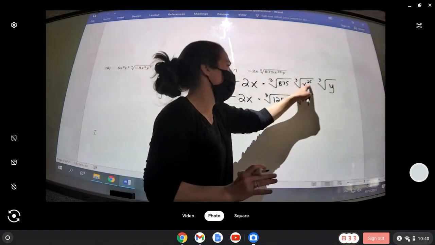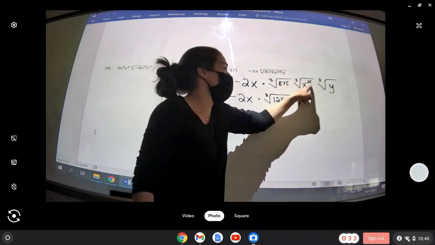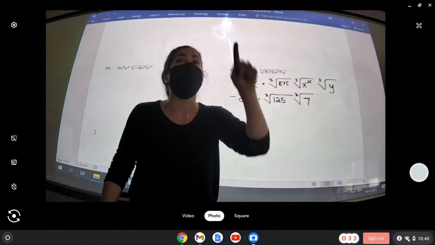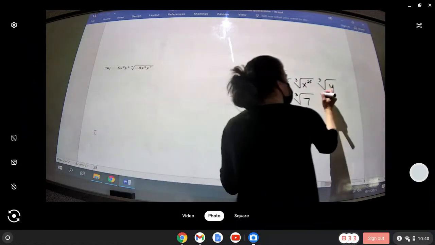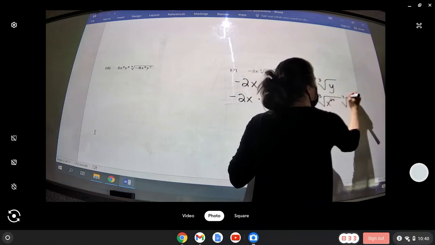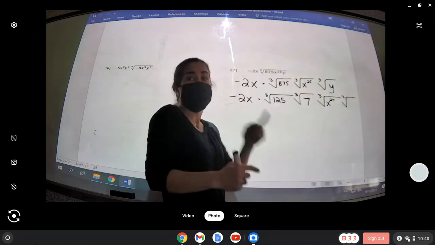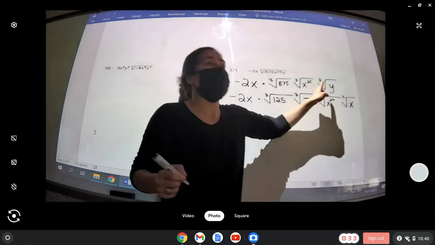The third root of x to the 25th. Guys, does 25 divide by 3? No. So what's the closest number to 25 without going over that will divide by 3? 24. So we're going to split him into the third root of x to the 24 times the third root of how many x's are left over to get back to 25? Just 1. And then go to the third root of y.